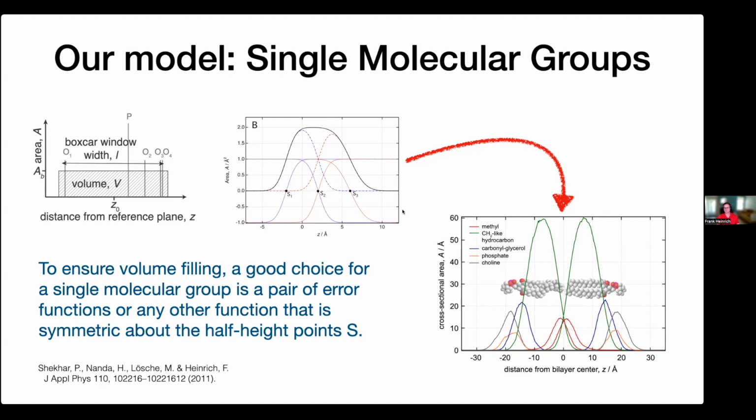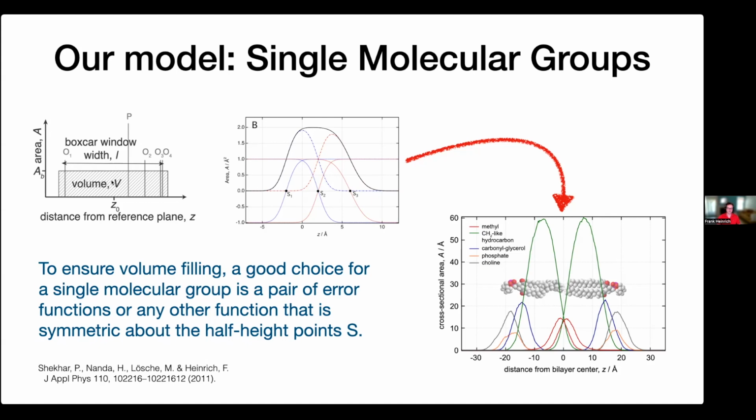So if you choose a functional form for your basic building block of your composition space model, you should use a function that is symmetric around its half-height, and there are plenty of functions out there. We, in the end, used pairs of error functions for the reason that, here on the left side, you have a head group. So this is actually a phosphate part of the phosphorylcholine head group. You have a number of 5 atoms in here. They span a certain space. So there is a length associated with that.